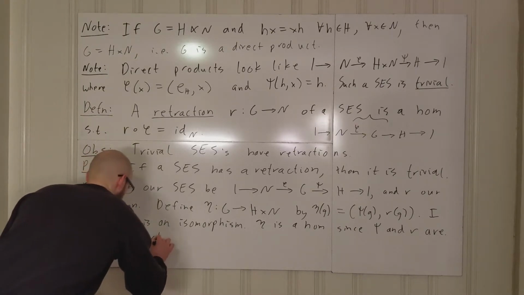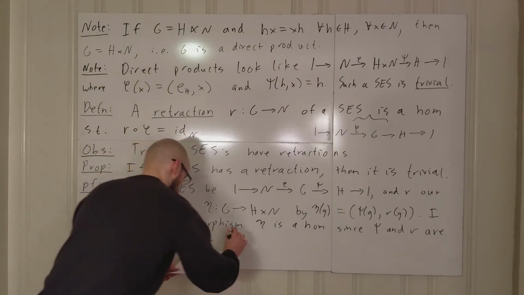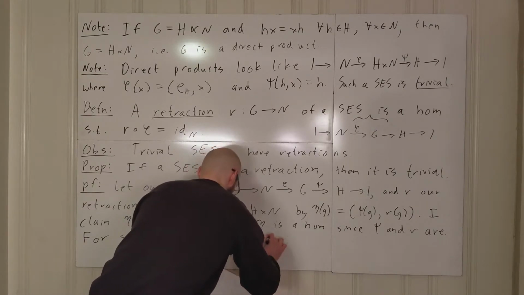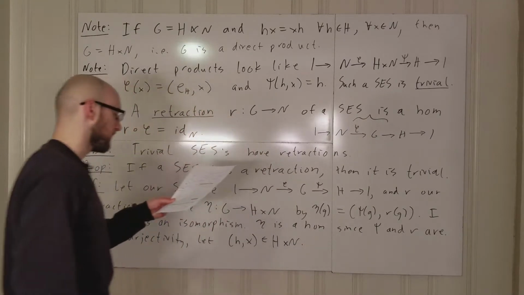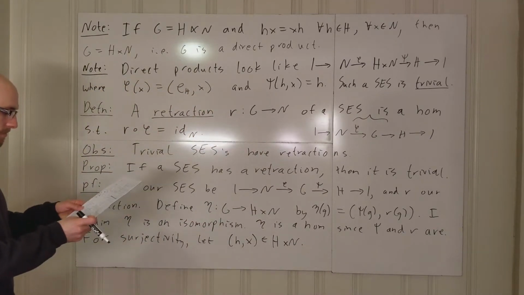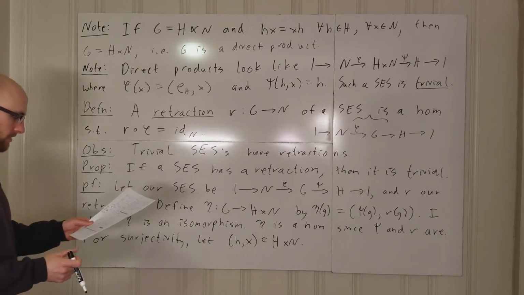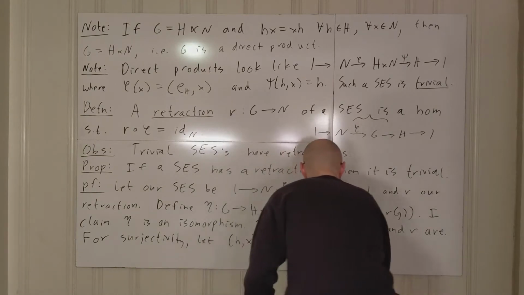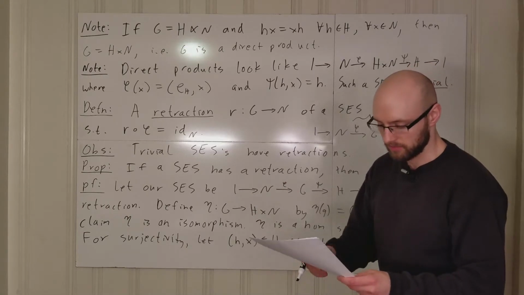For surjectivity, let (h, x) be in H cross N, and we need to find a g tilde such that eta sends this g tilde to (h, x). So first we're going to use g to arrive at this thing that we want.